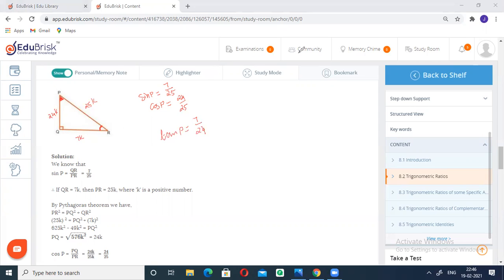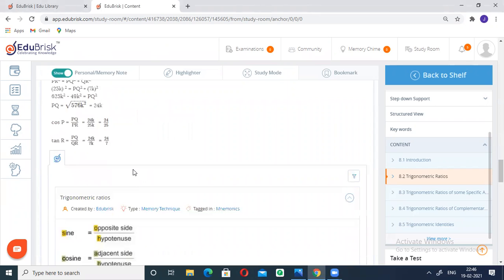Once we know all the trigonometric ratios, it is very easy to solve or find out the value of anything given in the question. We just need to substitute the values.